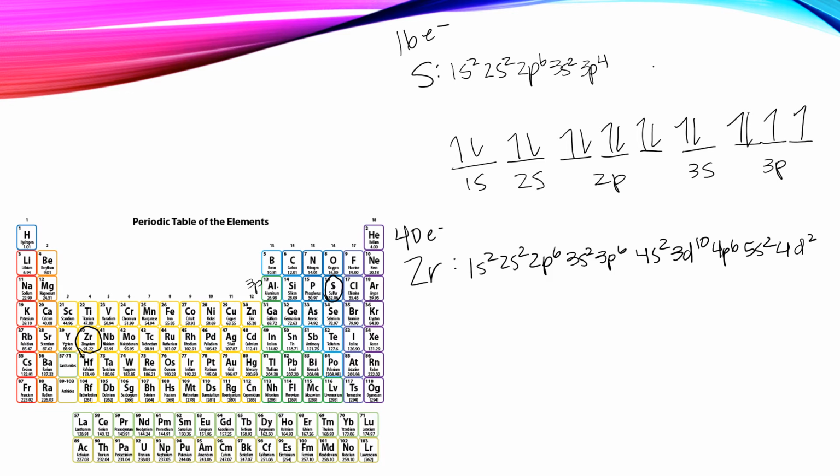If we wanted to shorten that with the noble gas configuration, we go to the previous noble gas, and then we replace all of this with that noble gas, which is krypton, and then 5s2 4d2.